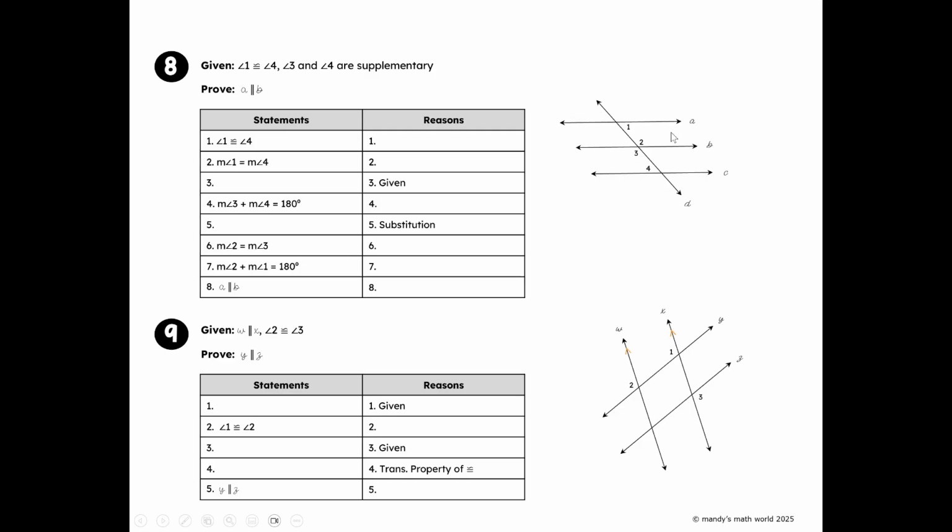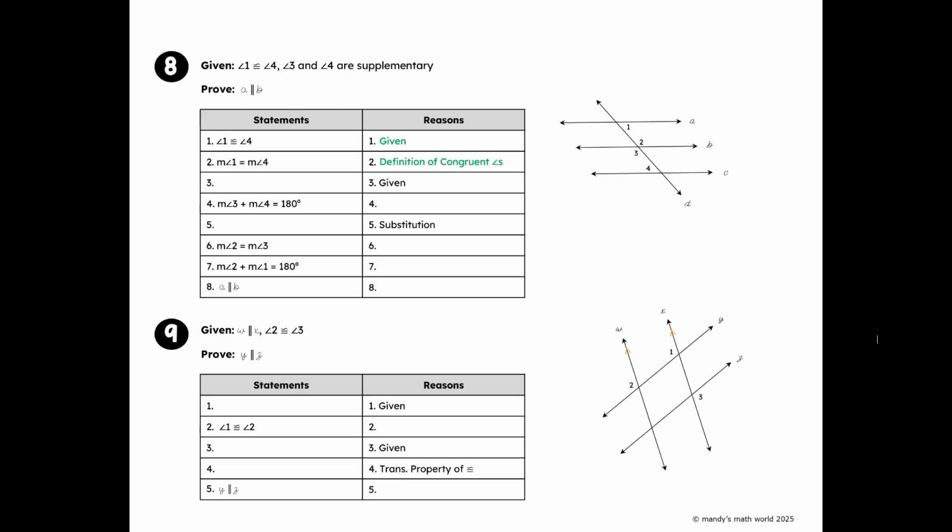So let's get started. Angle 1 is congruent to angle 4. That's a given, right? The next statement, I have that the measure of angle 1 equals the measure of angle 4. Okay, well, what would be my reason to have gotten from statement 1 to statement 2? That's the definition of congruent angles. And remember, when you're filling out your proofs, you can absolutely abbreviate, like any symbol. You can replace it, like definition of congruent angles. You can write DEF and then the congruent symbol and then angles, and that works. Reason number 3 is already given as a given.